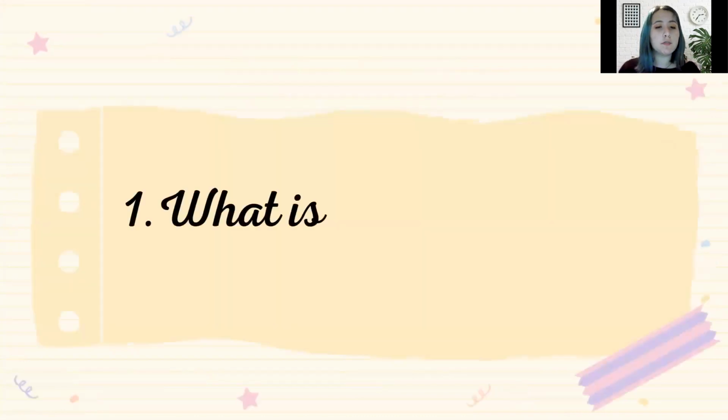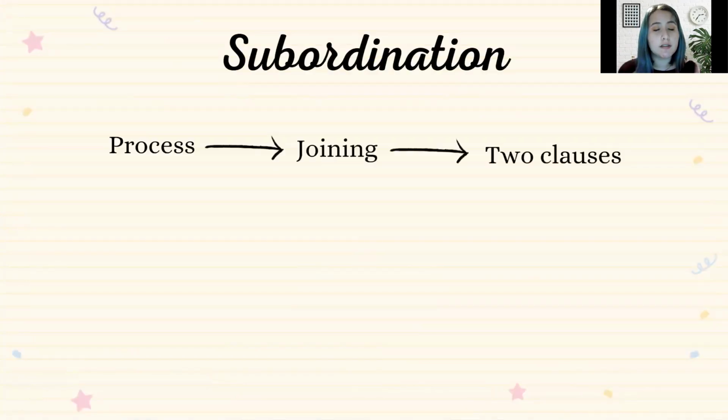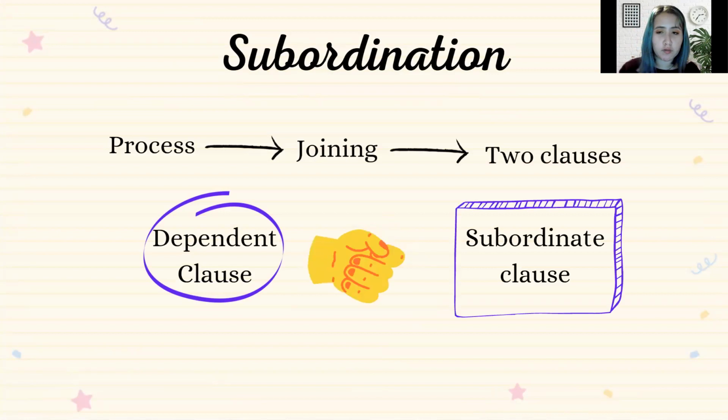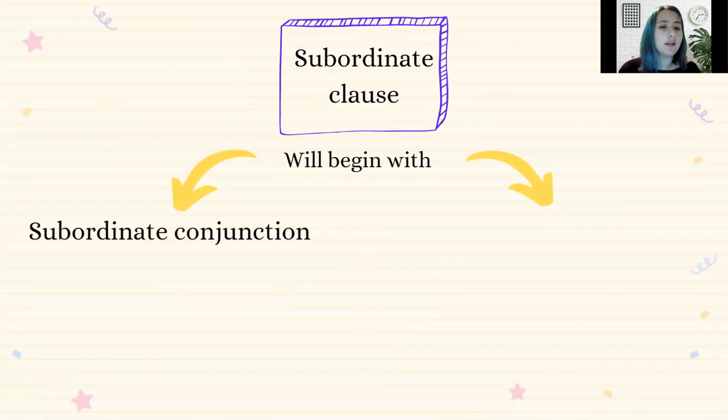So, first of all, what is subordination? Subordination is the process of joining or linking two clauses in a sentence, where one of them is the dependent clause that we call our subordinate clause. This clause must begin with a subordinate conjunction or a relative pronoun.